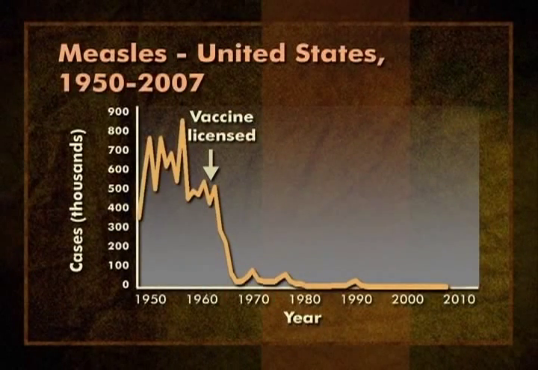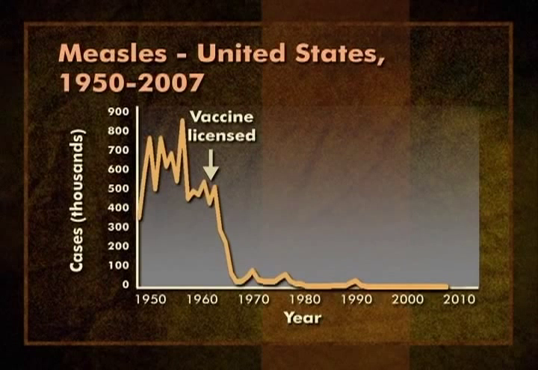This graph shows the number of measles cases reported by year since 1950. Before a vaccine was licensed in 1963, about 500,000 cases and up to 1,000 deaths from measles were reported every year. In reality, there were 3 to 4 million cases per year. More than 90% of the population had been infected by 15 years of age. Measles incidence fell rapidly following vaccine licensure, and by 1970, reported measles cases had dropped more than 90% compared to just 10 years earlier.